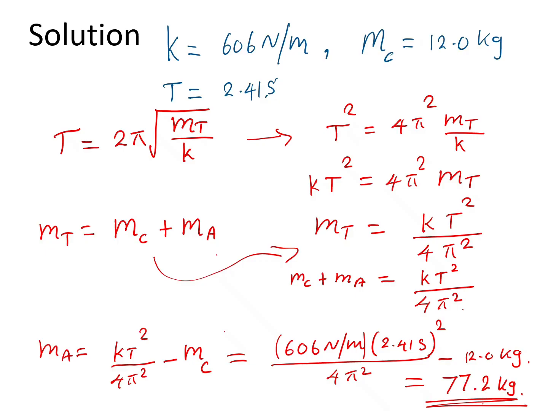So to summarize this video, simple harmonic motion is repeated motion around equilibrium. The displacement follows a sinusoidal function. The amplitude tells how far the object moves from the equilibrium.